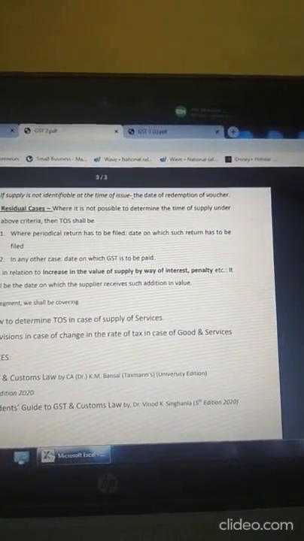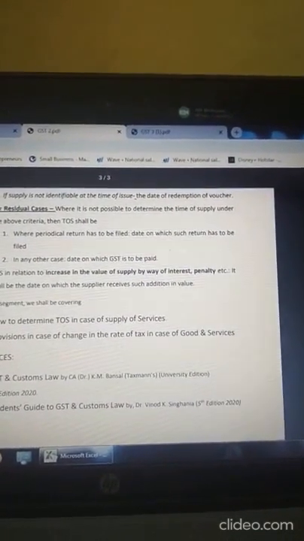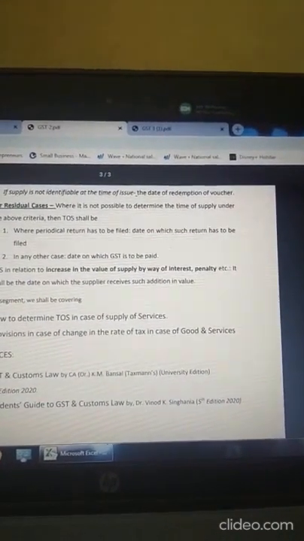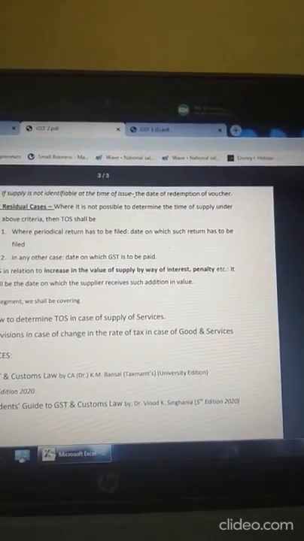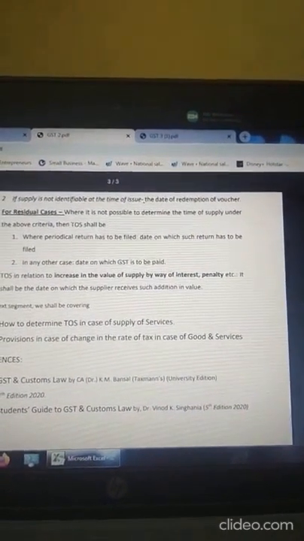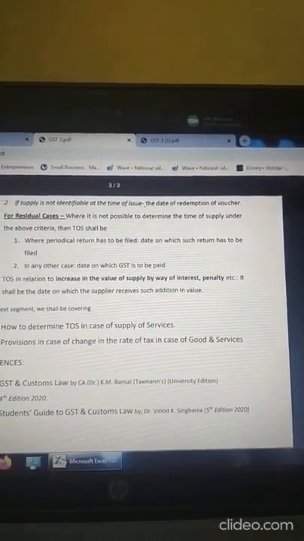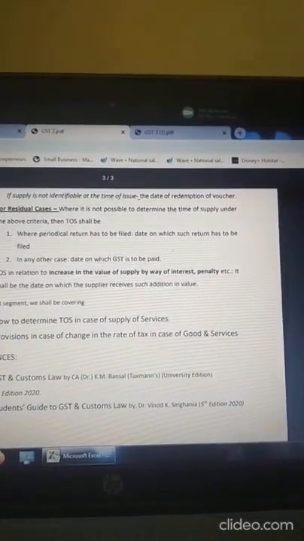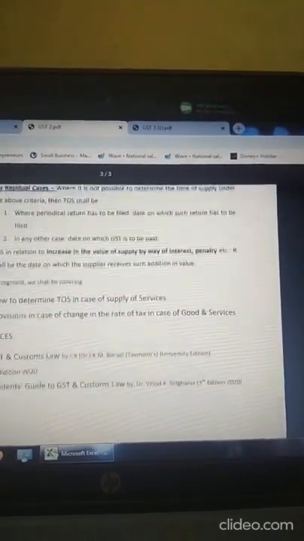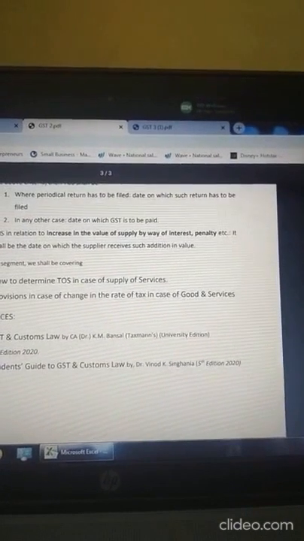For residual cases, where it is not possible to determine the time of supply under the above criteria, the time of supply shall be the date on which the periodical return has to be filed, where a periodical return is required to be filed. In other cases, it is the date on which the GST is to be paid. The time of supply in relation to an increase in value of supply by way of interest, penalty, etc., shall be the date on which the supplier receives such addition of value.